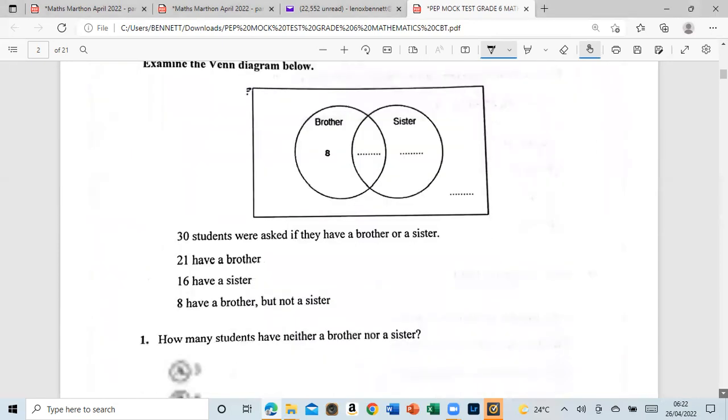Alright, so let's look at question one. It says examine the Venn diagram below, and it says that 30 students were asked if they have a brother or a sister, and they say 21 have a brother. Let us put that in as we read. Very important to just put the information as you go along. 16 have a sister. So you're just putting in information. 8 have a brother but not a sister. So that one was actually given already. So when we look at all the information now, they ask, how many students have neither a brother nor a sister?